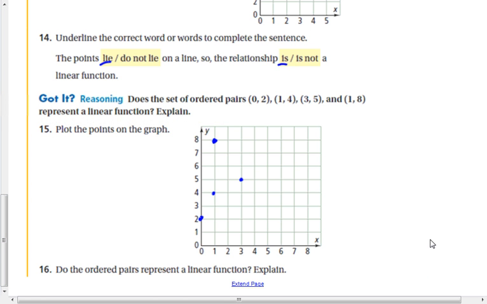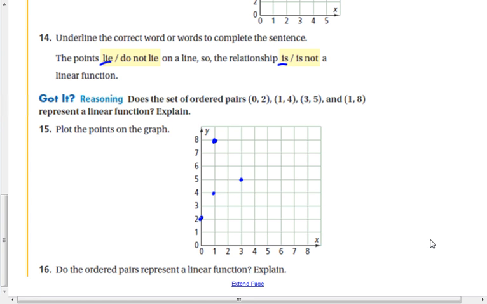So I just want to talk about the second graph here. We plotted those ordered pairs, and you might notice they don't line up in a line. So the question is, is it a linear function? To be a linear function, you would have to be able to draw one line through all the dots, and you can't do that. So this is not a linear function.